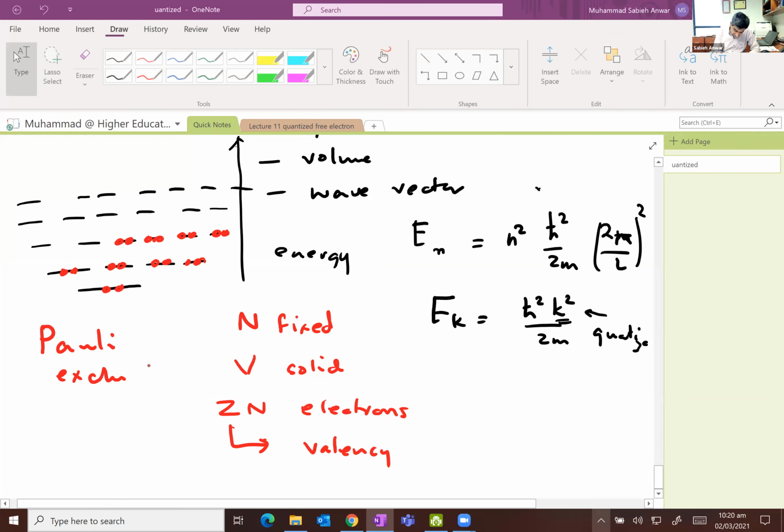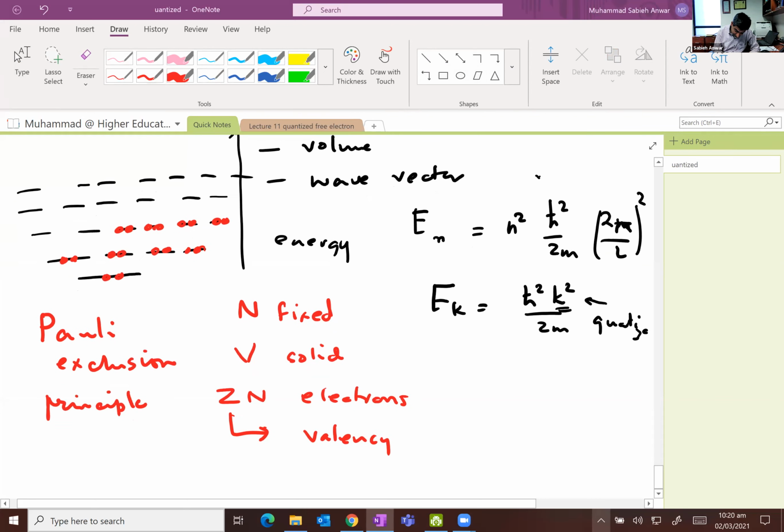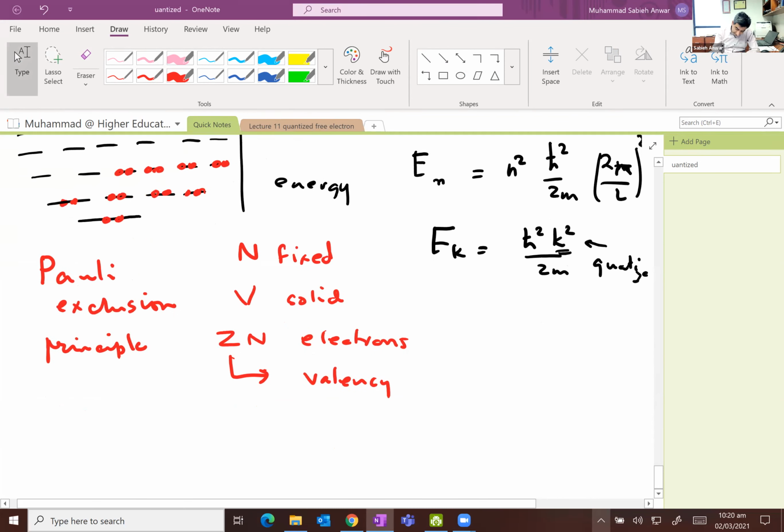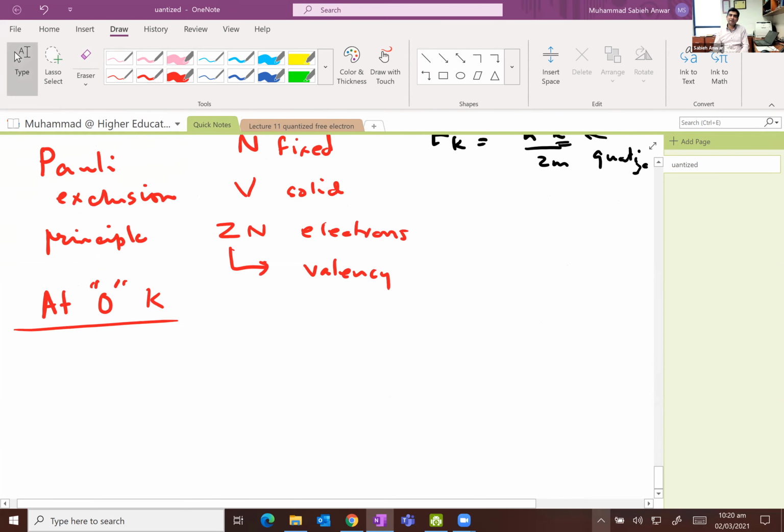Because of the Pauli exclusion principle, there's a maximum value of K that is allowed. The discussion that we have so far is precisely at 0 Kelvin. So all the discussion that I'm going to have today is at 0 Kelvin. At 0 Kelvin, the solid can have a maximum value of K because the electrons just keep on filling, and when all the electrons are exhausted, they reach a certain value of K. That K is called the Fermi wave vector, Kf.